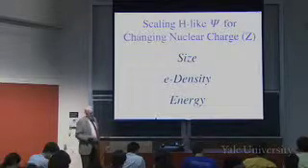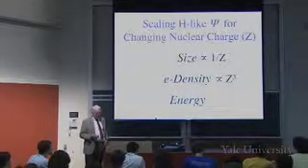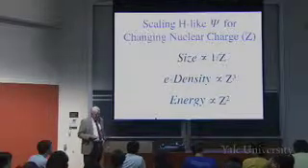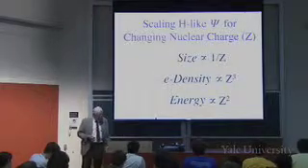Okay, so this just summarizes. The size goes with 1 over z. The electron density is proportional to z cubed, and the energy goes with z squared, whether you're talking potential, kinetic, or total energy.